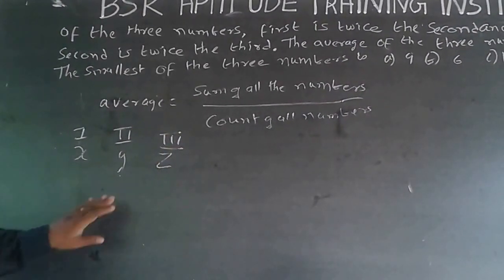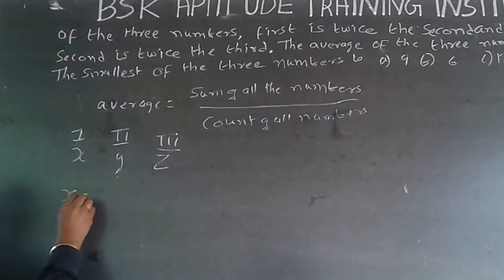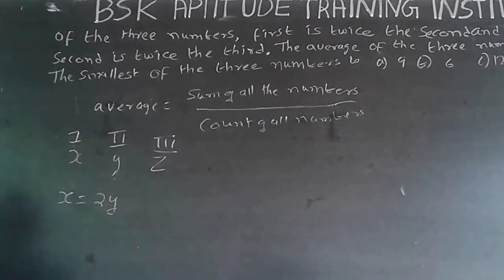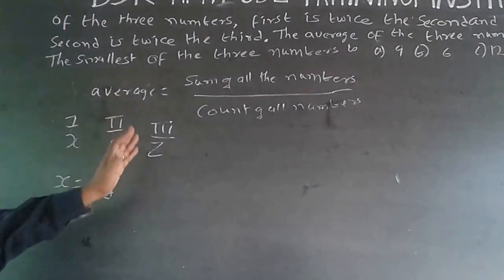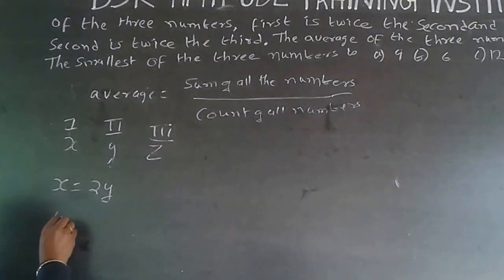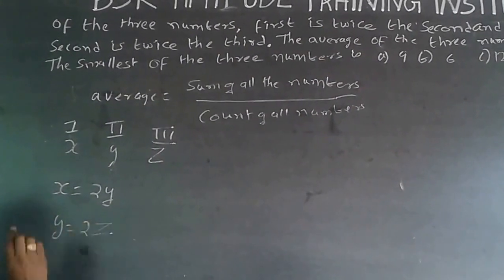First is twice the second means x will be equal to 2y. Similarly, second is twice the third means y will be equal to 2z.